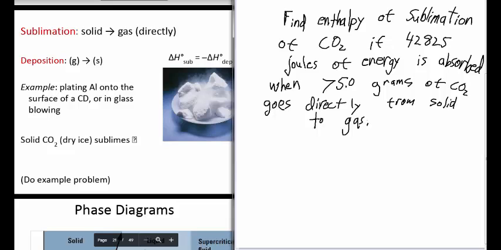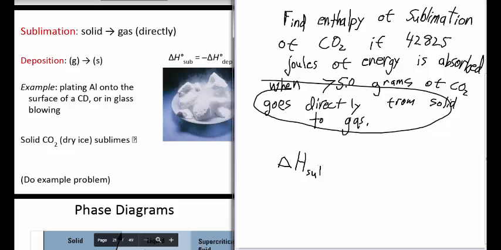Here's our problem here. The enthalpy of sublimation just means how much energy it takes per gram to change the phase from solid directly to gas. So this process here, that's exactly what sublimation is. If you know that enthalpy of sublimation is just the energy per gram to sublime something, then this is pretty easy. We just do energy per mass.